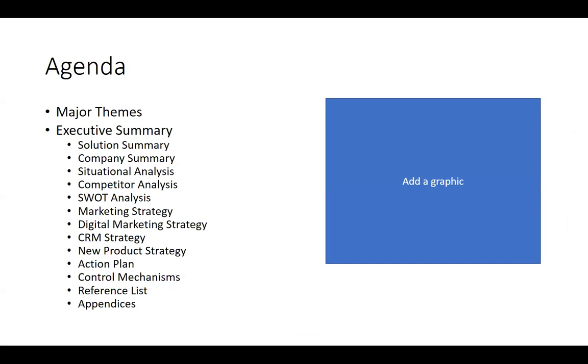Major themes, you don't need that. You don't need exactly what I've got here. I'm just trying to say you might just want to have executive summary, situational analysis, marketing strategy, new product strategy, action plan. You don't have to have all those. I'm just trying to show you what's in this.